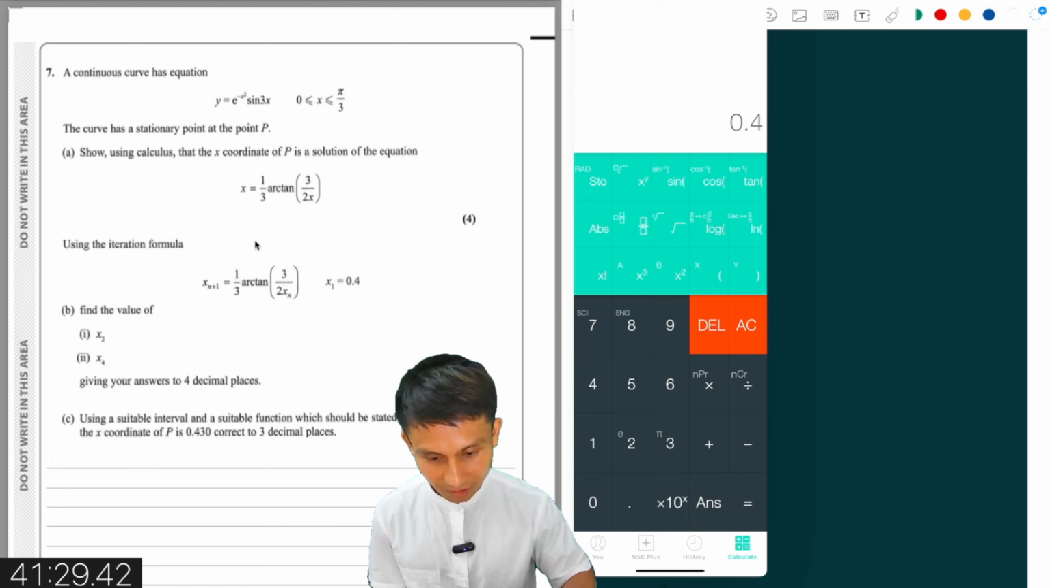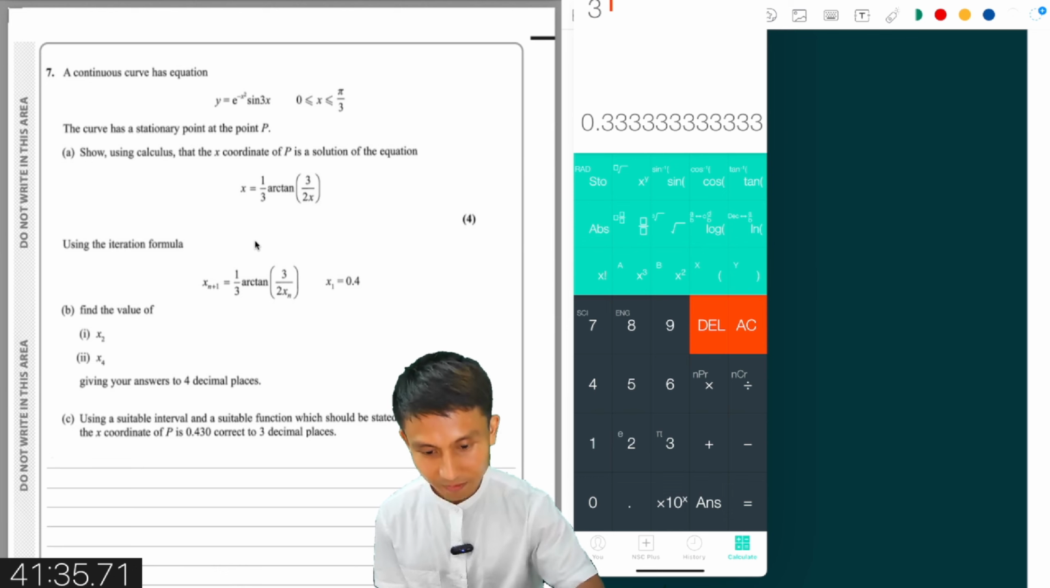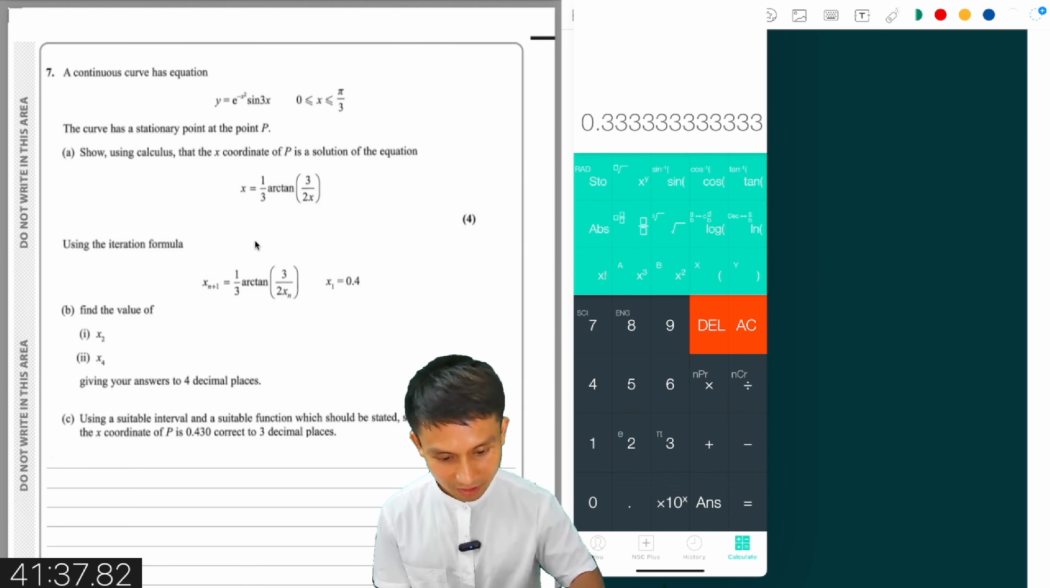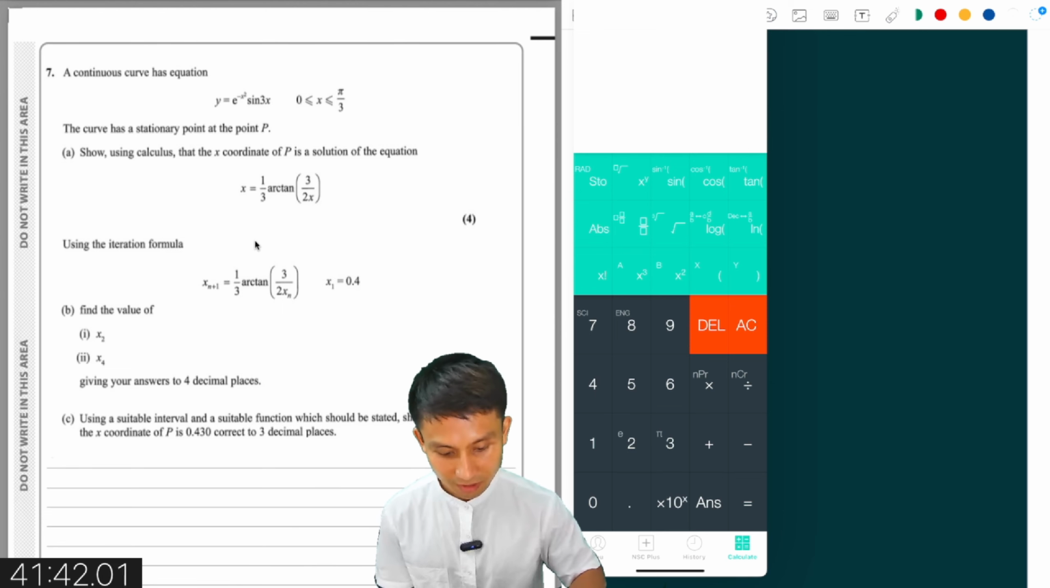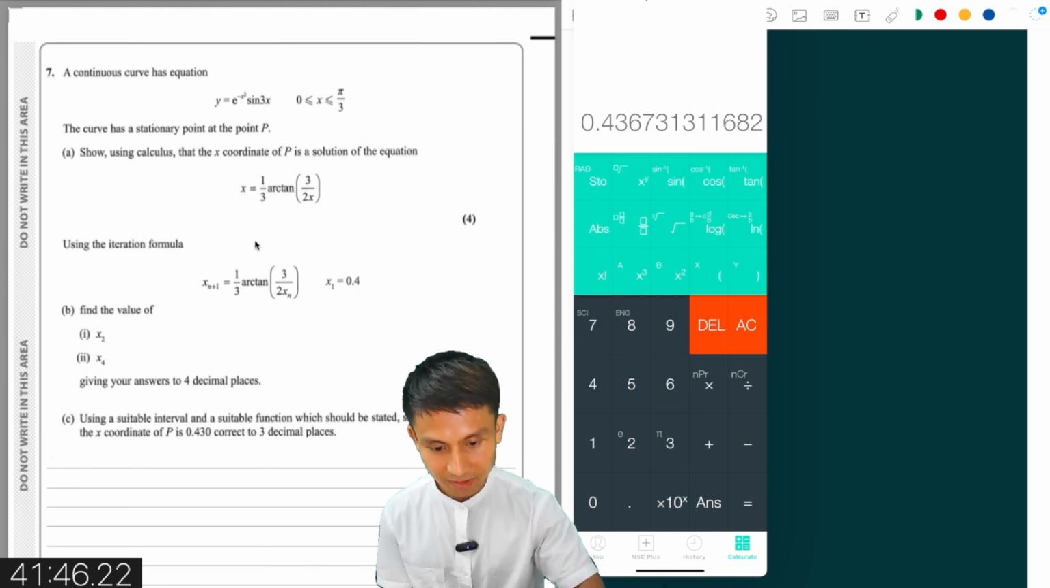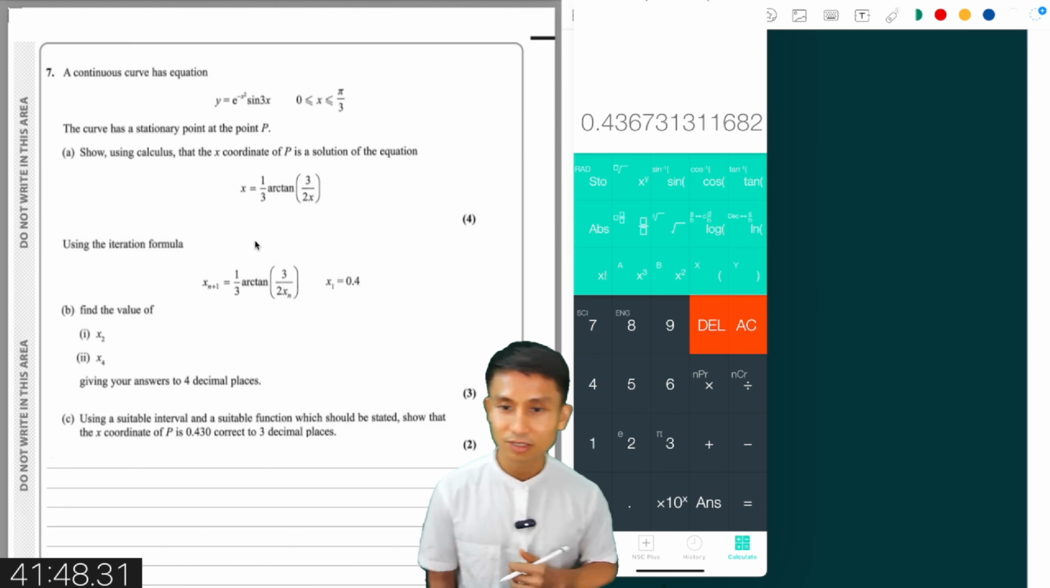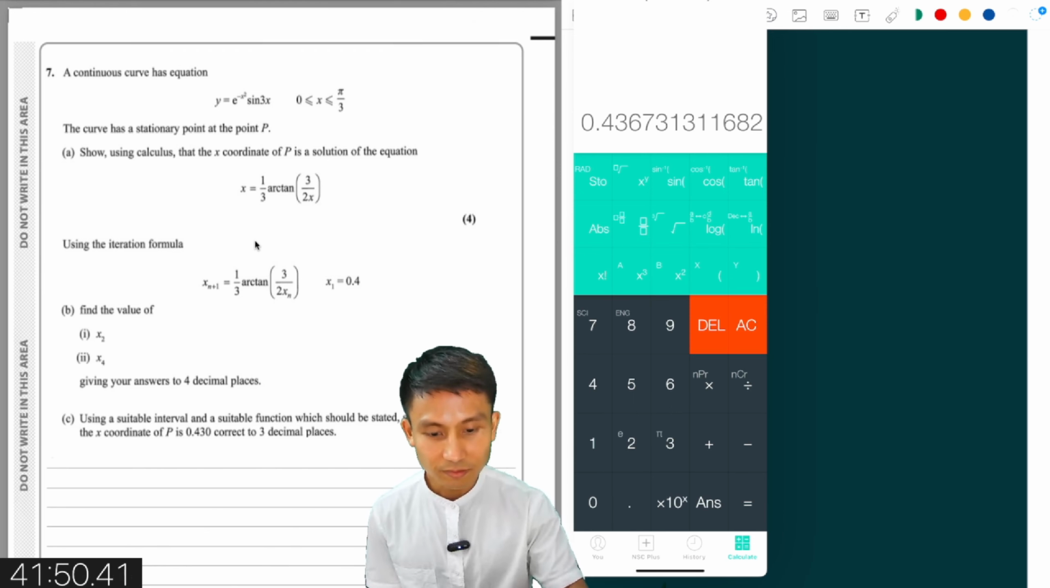All right. So what's the answer again? 0.4. Okay, so 1 over 3. Wait, that's not right. 1 over 3. Zoom out a bit. Times arctan. Oops. 3 over 2 times answer. That's the first iteration. I'm just going to write that.